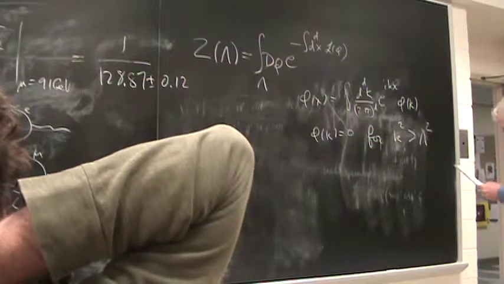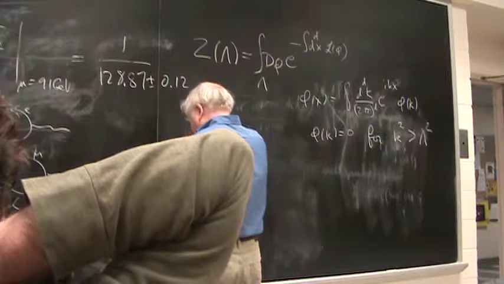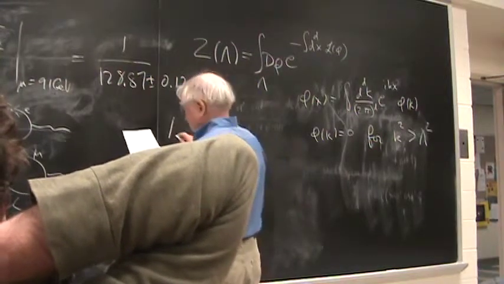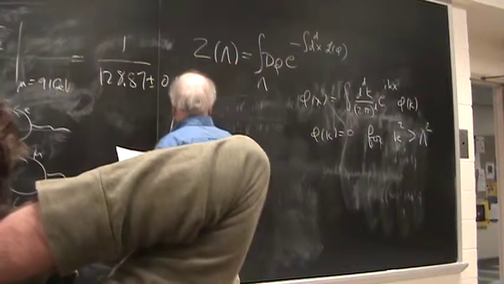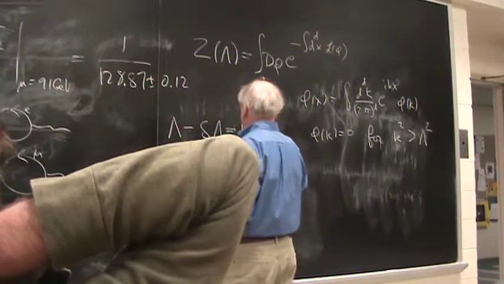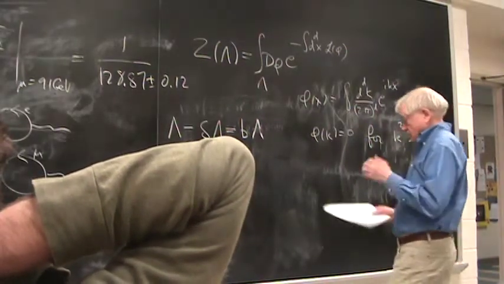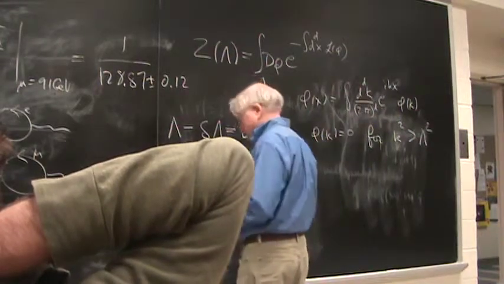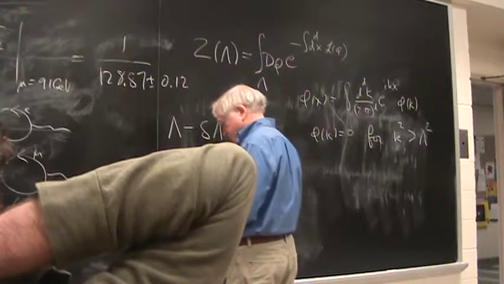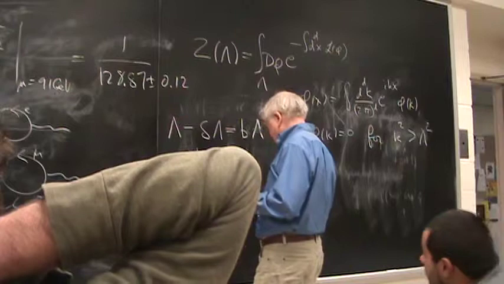Okay. Now, there are two things involved here. Suppose we consider this, but we also consider the same thing at lambda minus delta lambda, which we're going to write as b times lambda, where b is some number less than 1. And so then we can write Z of lambda as an integral with the cutoff lambda minus delta lambda.